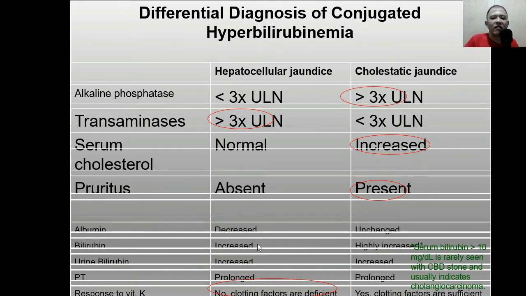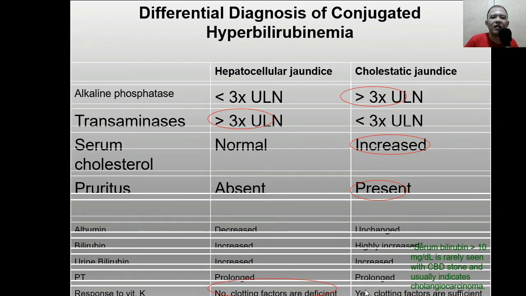Why? For a hepatocellular problem, if the problem is in the liver, it is secondary to a problem in the clotting factors. That's why when you add vitamin K, there's no reaction. The prothrombin time is still prolonged. When you add vitamin K in a cholestatic condition, it will have a response. You have a decrease in prothrombin time.